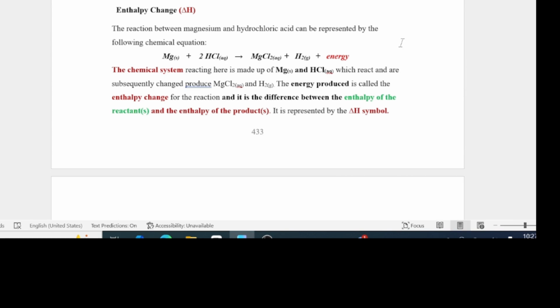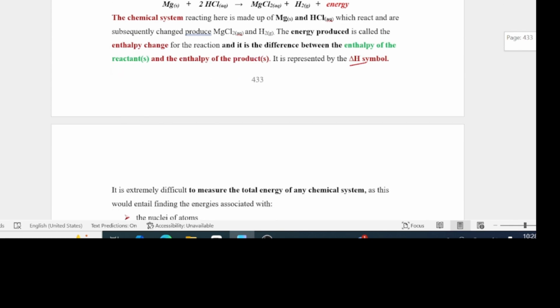Sooner or later you'll be told about something called chemical system. The chemical system reactant here is made up of magnesium and hydrochloric acid. The energy produced is called the enthalpy change for the reaction, and it is a difference between the enthalpy of the reactants and the enthalpy of the products, and it is represented by this delta H symbol. Anytime you see this delta H symbol, it represents a change in enthalpy of the system.